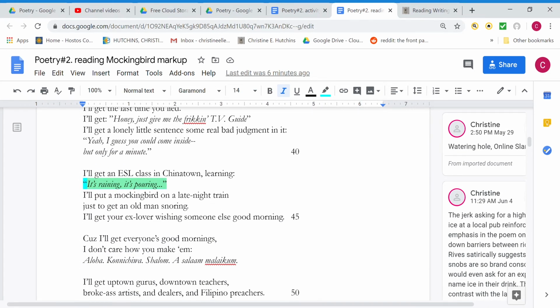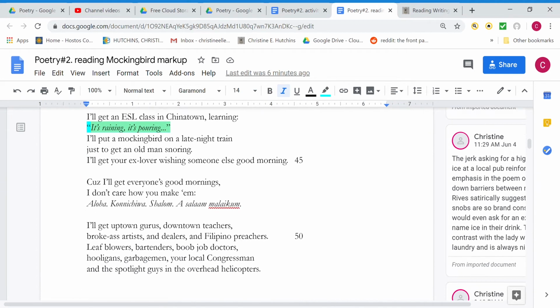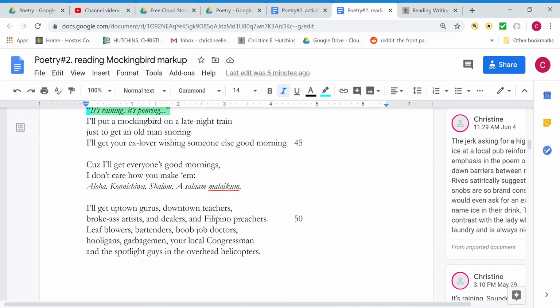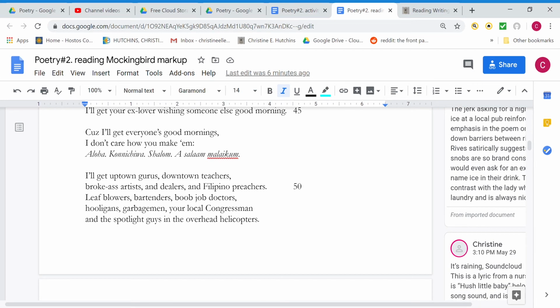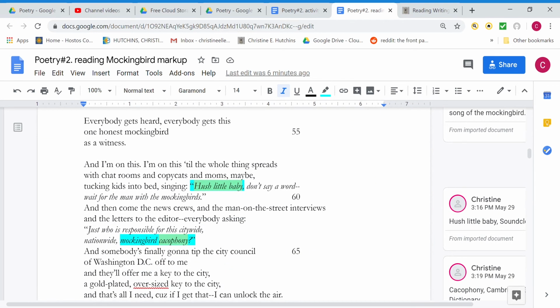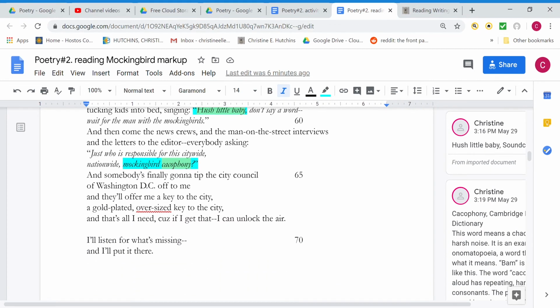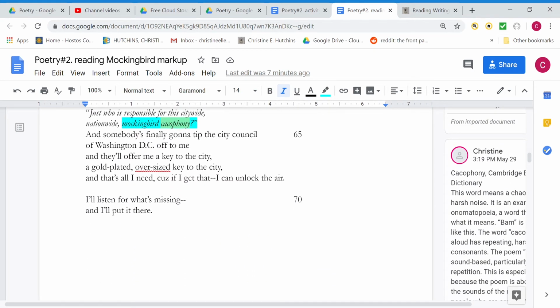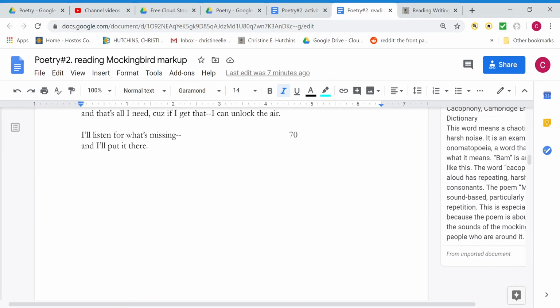Songs, which you may or may not know. It's raining, it's pouring. I've linked to people singing it so you can hear what it sounds like because it's relevant to the sound of this poem. Also, he includes some other languages here: Hawaiian, Japanese, Hebrew, and Arabic. So I've annotated that as well. He includes another song, Hush Little Baby, Don't Say a Word. The word cacophony isn't one that you hear very often, so I've annotated that from a dictionary in the margin.